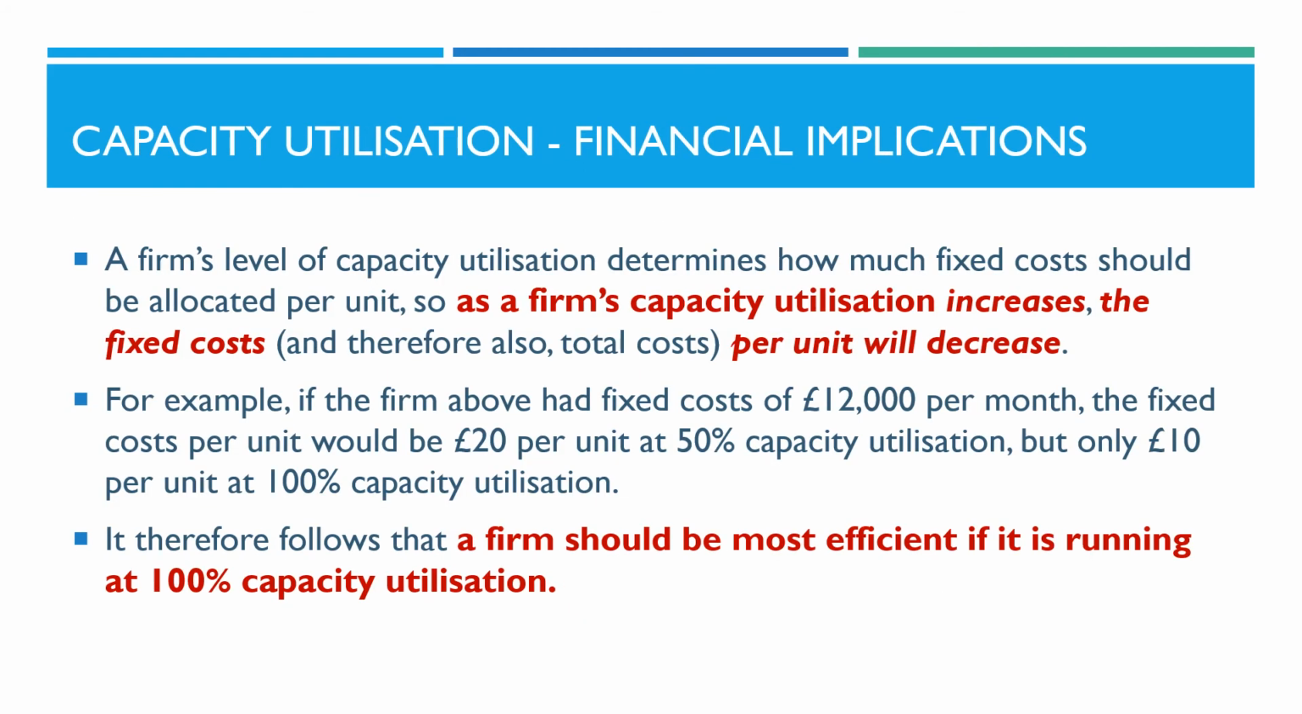A firm's level of capacity utilization determines how much fixed costs should be allocated per unit, so as a firm's capacity utilization increases, the fixed costs, and therefore also total costs per unit, will decrease. For example, if the firm above had fixed costs of £12,000 per month, the fixed costs per unit would be £20 per unit at 50% capacity utilization, but only £10 per unit at 100% capacity utilization. It therefore follows that a firm should be most efficient if it is running at 100% capacity utilization.